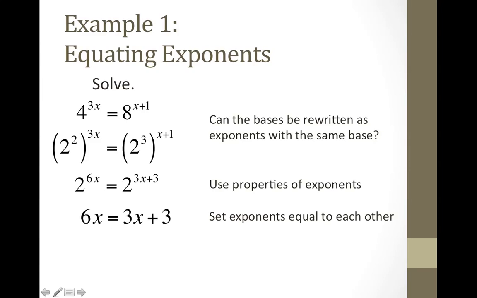And so that's all we really need to solve. How do we make the 6x from this exponential side equal the 3x plus 3 from this exponential side? Well, now it's just a linear equation. So now we just solve like we know how to do. Subtract the 3x from both sides, divide both sides by 3, and we get x equal to 1.